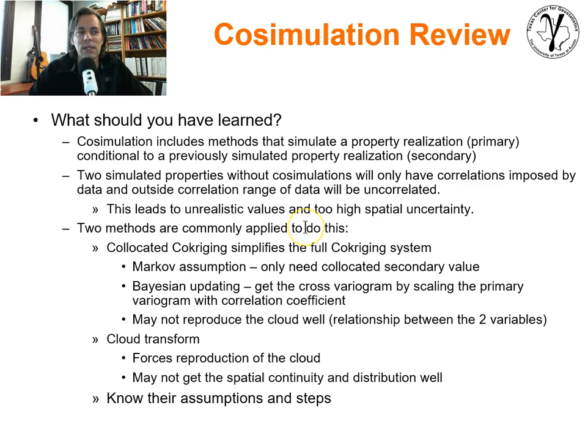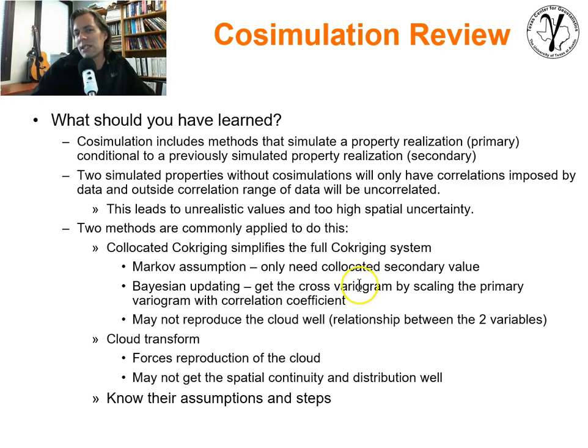Two methods have been discussed in this lecture. Collocated cokriging. We take the full cokriging system. We never showed you that, but we talked about what it would look like. You'd expand it out, and we apply a Markov assumption. We only need the collocated secondary data. Anything past that will be masked, Markov screening, and it won't be as important. We'll just ignore it. And by doing that, we didn't need the variogram of the secondary variable. We don't have to worry about that.